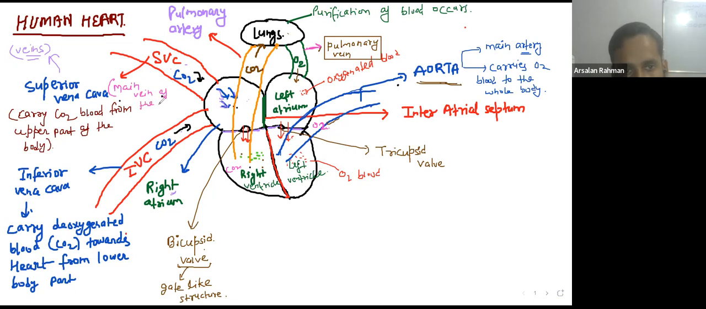Okay. And veins carry what? Which type of blood? Veins carry deoxygenated blood. But here you can see that this is a pulmonary vein, and the pulmonary vein carries oxygenated blood. So veins carry deoxygenated blood, CO2 wala blood, but there is one exception. There is one vein in our body, called the pulmonary vein, which carries oxygenated blood. And the artery carries oxygenated blood, but there is one artery which carries deoxygenated blood.